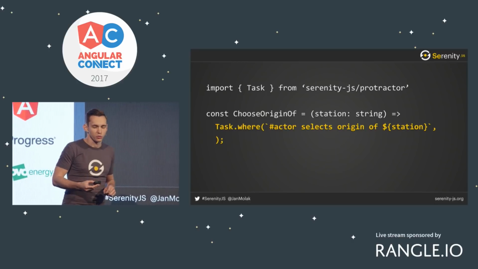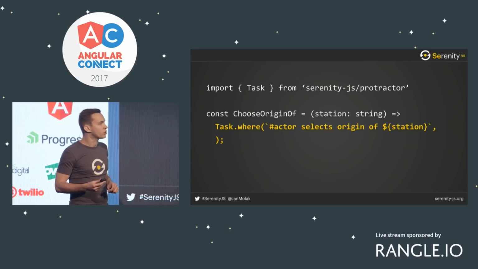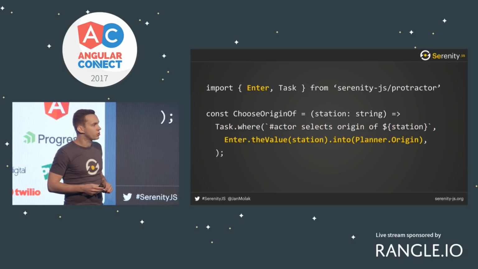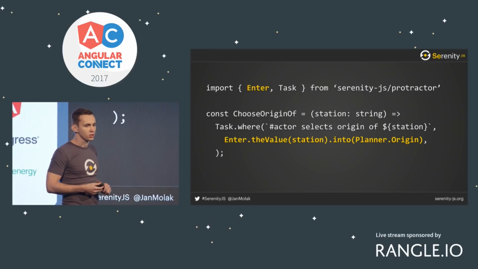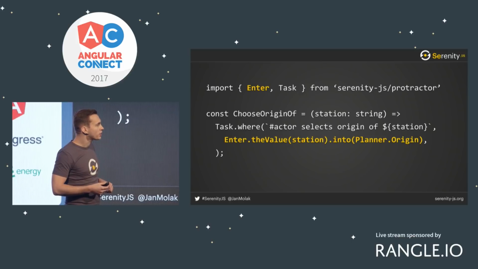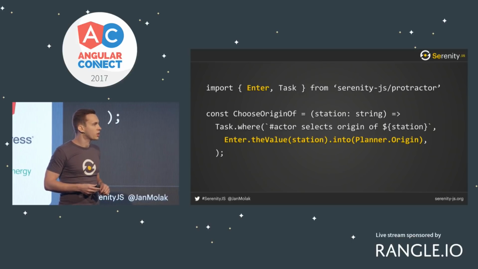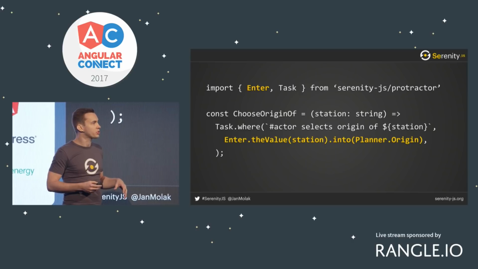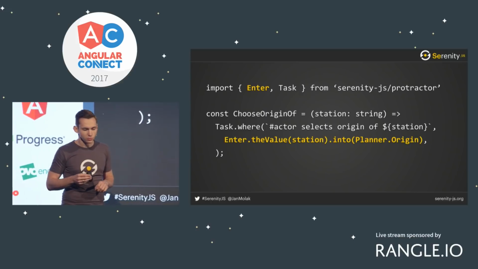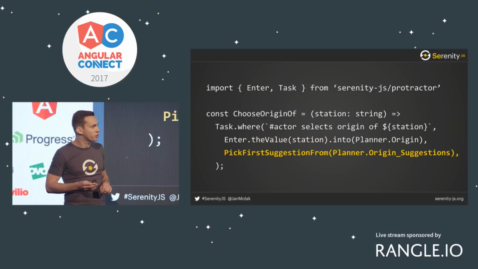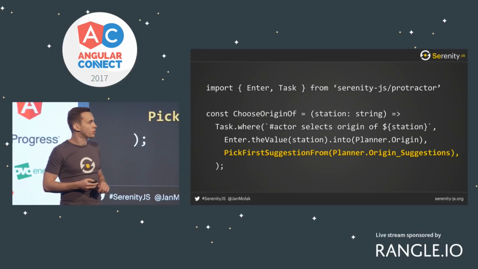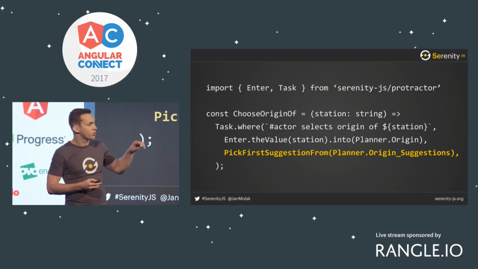But how do we actually interact with the system? Well, you already know that in order to select the origin, you need to enter the value of the station into the origin field. And that's exactly the syntax you can use in your tests. And enter is one of the interactions that ships with Serenity.js and basically wraps calls to protractor APIs under the hood. But you're not limited to only those interactions that ship with Serenity.js. You can very easily create your own. So we could have a custom task where we pick the suggestion from a list of suggestions.